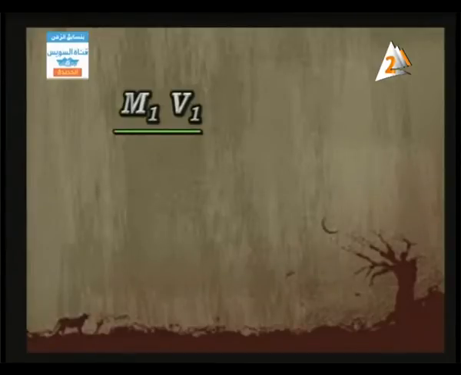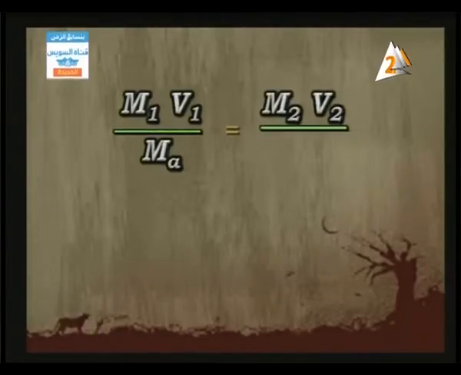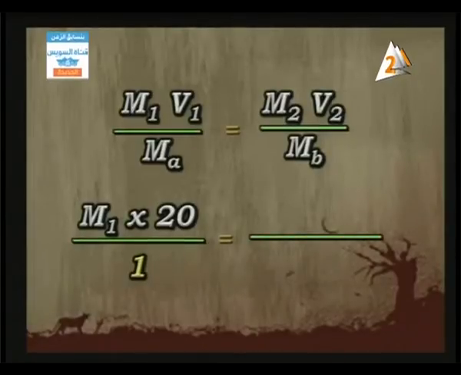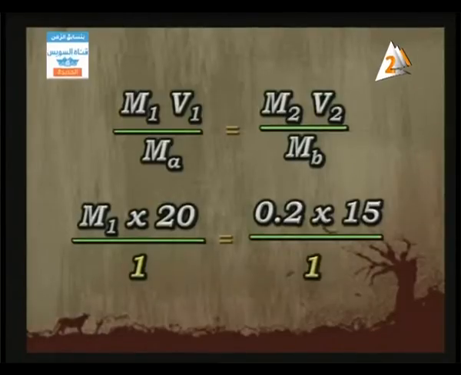Now, my dear, you can say M1 V1 divided by MA equals what? Directly we have the answer: M2 V2 divided by MB. After that, replace with these numbers. M1 by 20, because we don't have M1 yet, over 1. What is the result now? The result will be M2 0.2, V2 by 15, divided by 1.